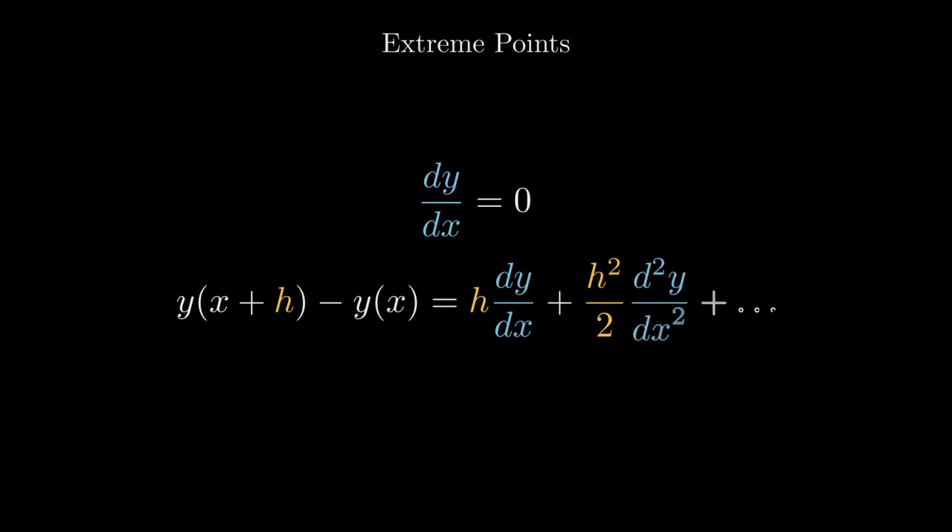But action is not a simple function, so how are we supposed to find its extreme points? Well, recall from calculus that extreme points occur when dy/dx is 0. We can use Taylor's theorem on a function to see that y(x+h) minus y(x) is h dy/dx plus h squared over 2 d²y/dx², plus some higher order terms. Clearly the term which is first order in our small change h is the derivative, dy/dx, and at such an extreme point this is 0. This motivates the following idea. We perturb the action with a small change, find the term first order in this small change, and then set that equal to 0.